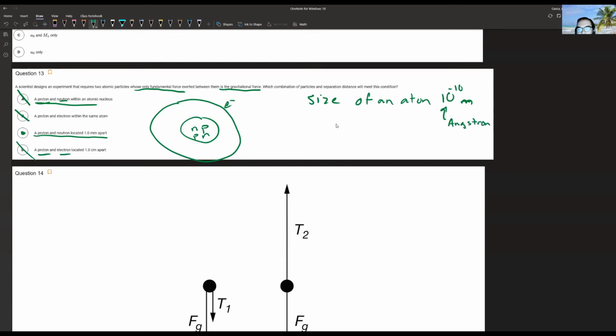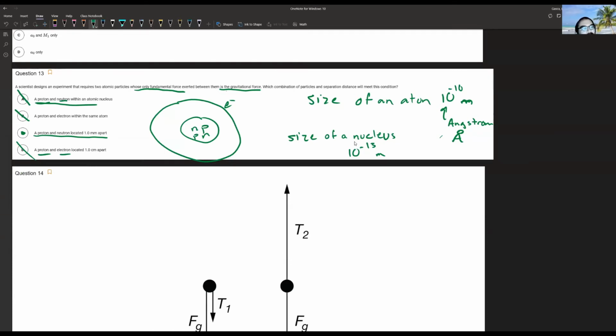And you don't need to know that. It's usually written as this symbol here. The size of a nucleus is about 1,000 times smaller than an atom. So that's going to be about 10 to the negative 13 meters. There's 3 orders of magnitude difference for 1,000.